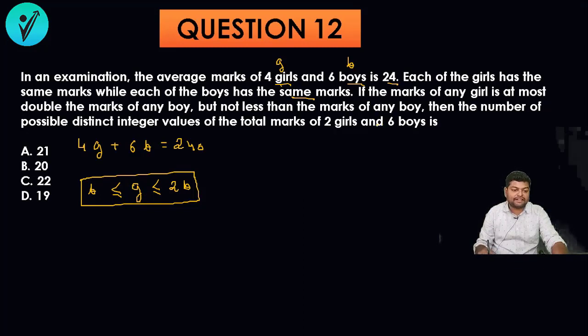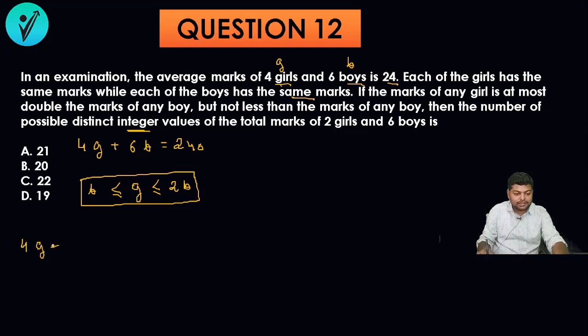Then the number of distinct possible integer values of the total marks of 2 girls and 6 boys is. Alright, so what we have to find, again very important, the keywords: the number of possible distinct integers. How many different integer values will we have for 2 girls and 6 boys? Now we have this relation. Okay, I'm writing this relation again.